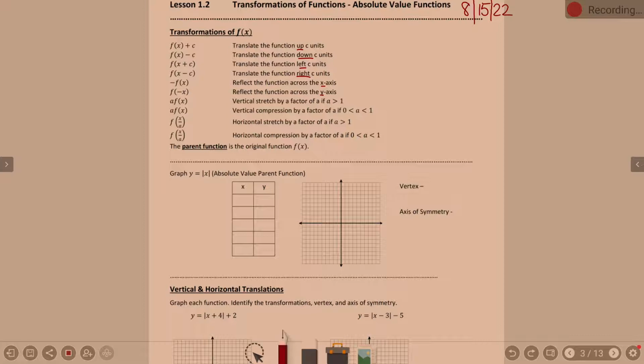Horizontal, going left and right. So a horizontal stretch is going to make something go up? Not go up, but go out. Okay? What about horizontal compression? If you take something and compress it horizontally, where's it going to end up going? It's going to go up, yeah?